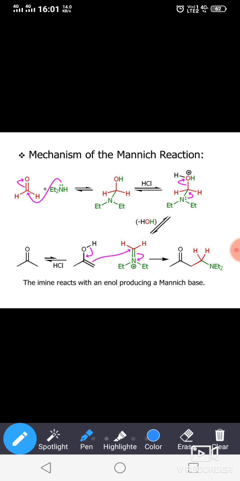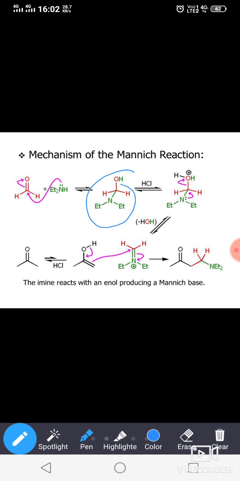That is why nitrogen will have the positive charge. Now to neutralize the positive charge, one proton will be liberated, and that proton will be taken by this oxygen, and it will have the hydroxyl group. Okay. So this is how you will get this structure by reacting the formaldehyde with diethyl amine.